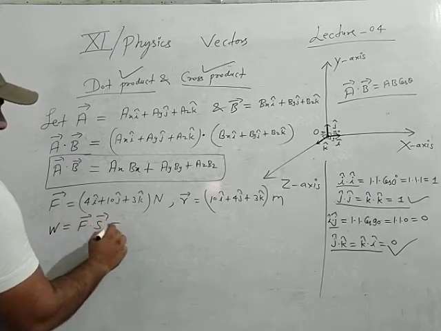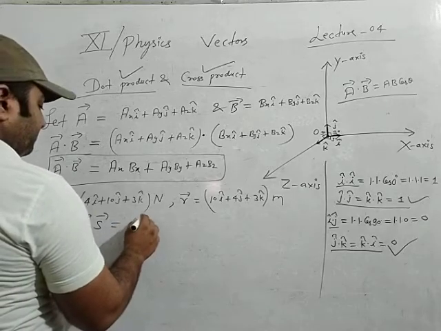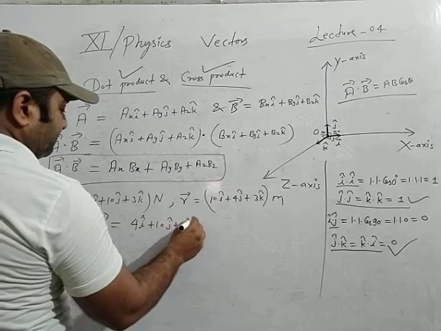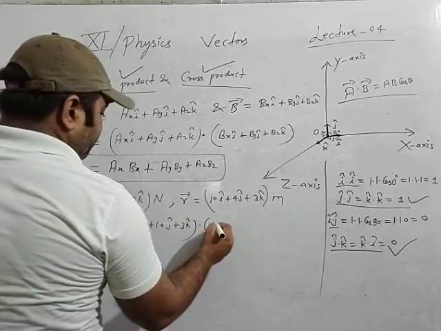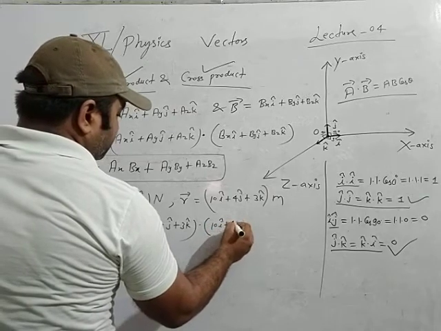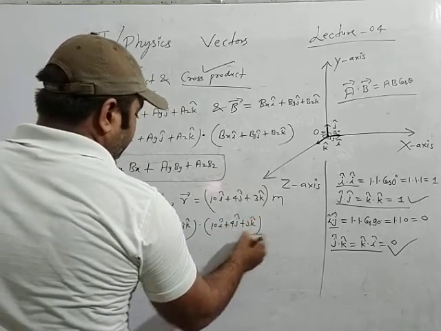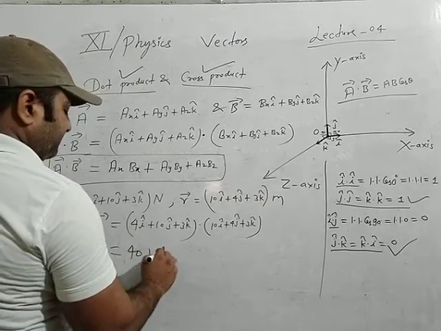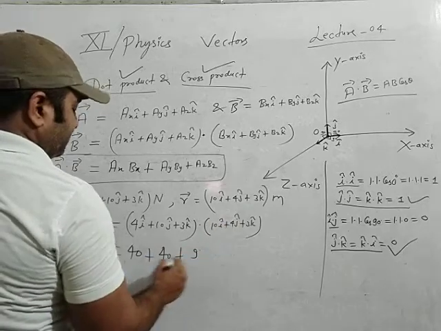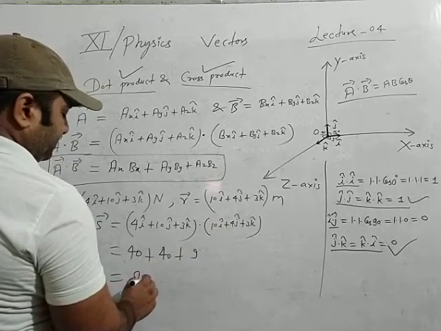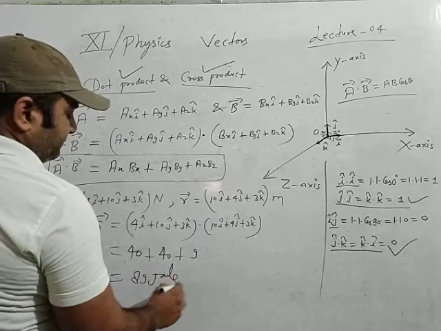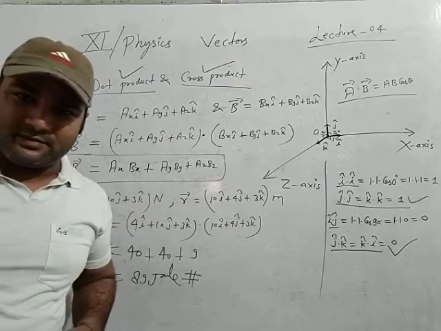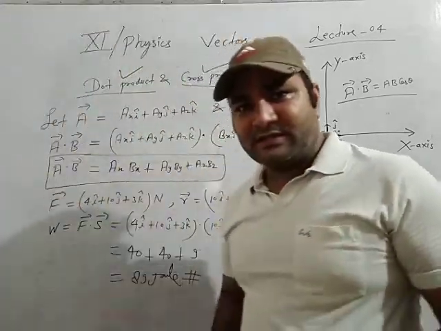W is equal to F dot S. And the force here is 4i plus 10j plus 3k, and displacement 10i plus 4j plus 3k. So 4 into 10 is 40, and 10 into 4 is 40, 3 into 3 is 9, and 40 plus 40 is 80, plus 9, that is 89 joule of work will be obtained. Clear? So in this way we can solve any numerical based on this dot product concept.